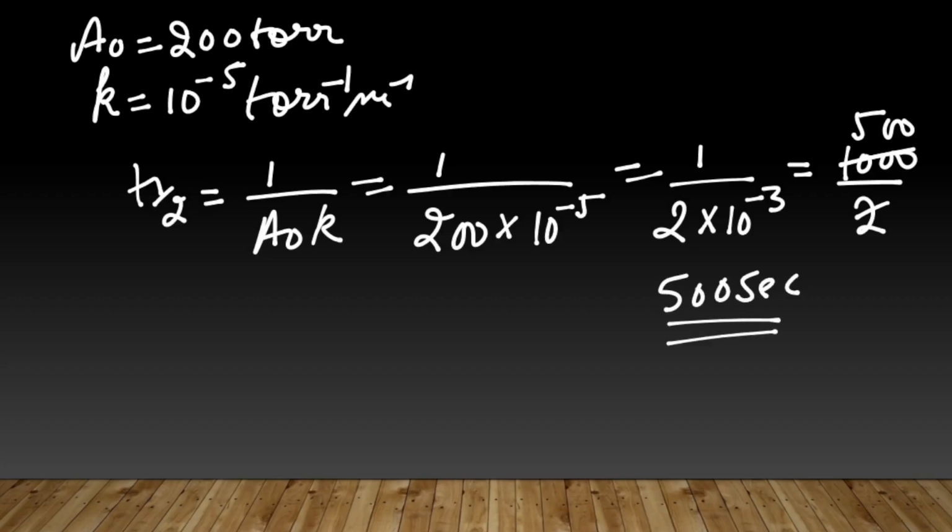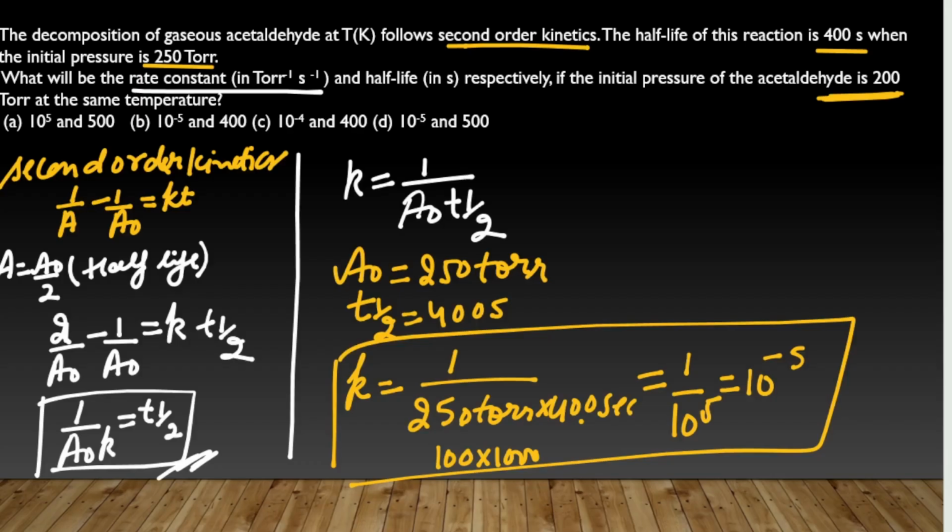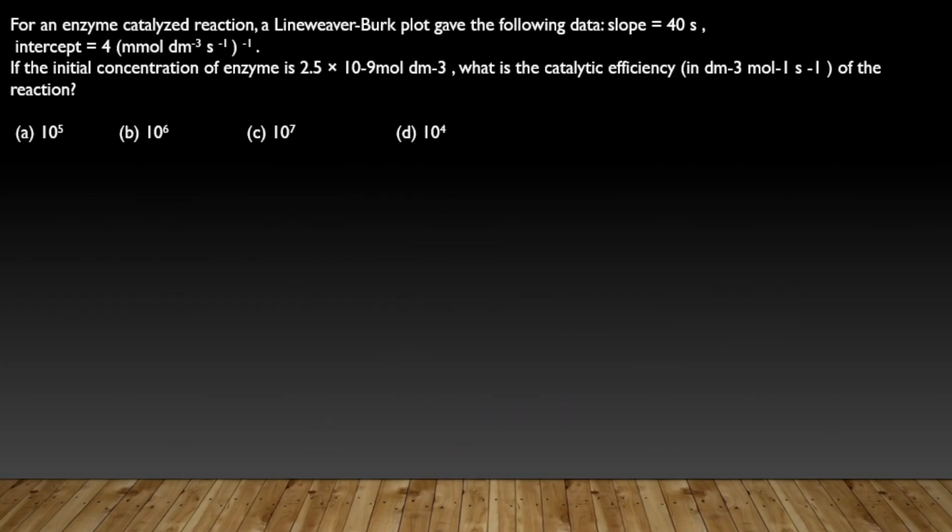So T half, when the initial pressure is this much, is 500 seconds. So 10 raised to the power of minus 5 and 500 seconds is given to us in option B. So B is the correct answer for this one. Okay. Next, we have this question.